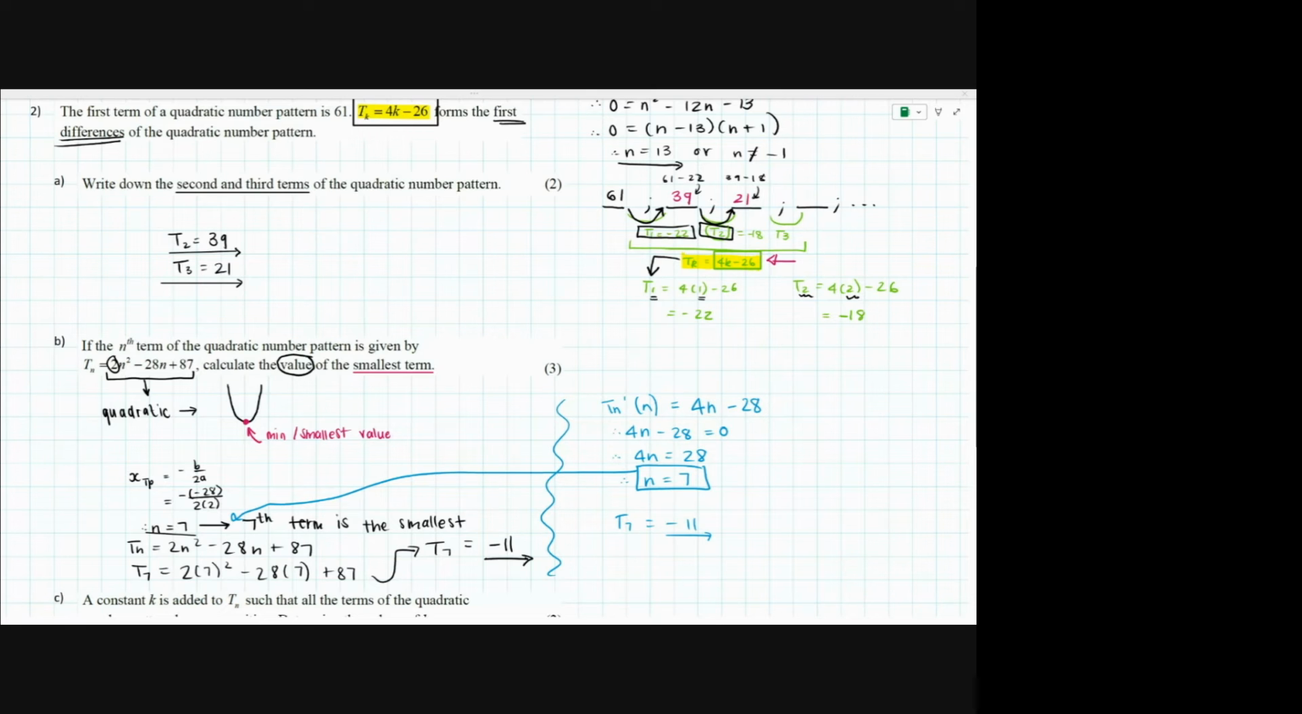Yes, Lorato, exactly. So let's say it was negative 2n squared, it would say calculate the value of the largest term.